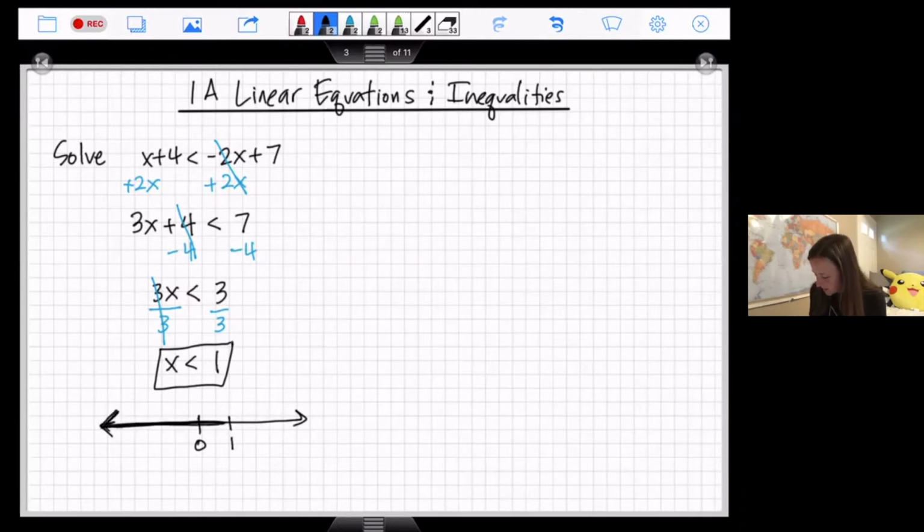So I shade the number line all the way to that left arrow, which represents negative infinity. And then at 1, I want to indicate that it's less than 1, but not equal to. So I want to include things like 0.99999, but not 1. So we put an open circle. If I had less than or equal to 1, we would put that filled in circle.